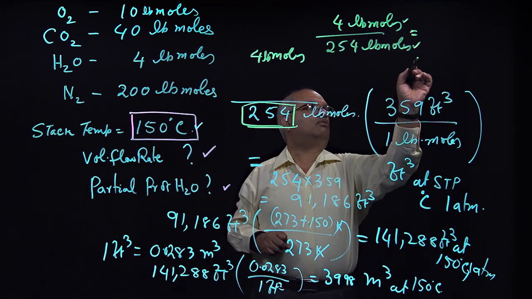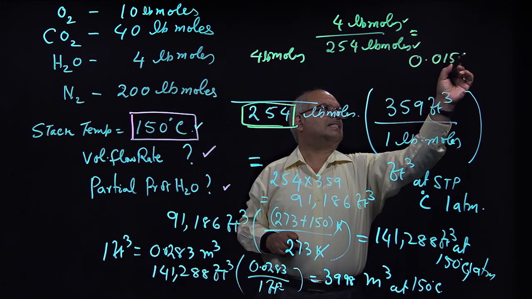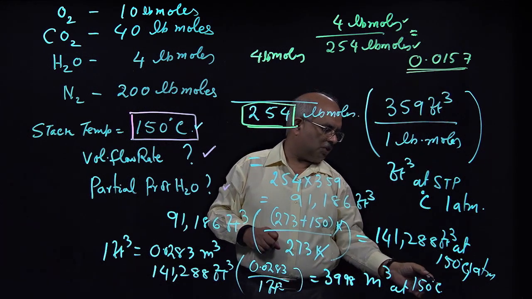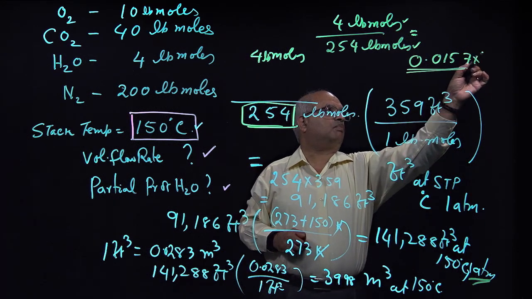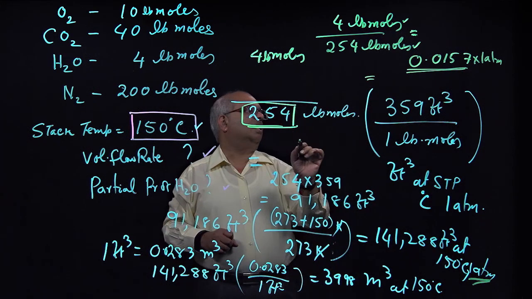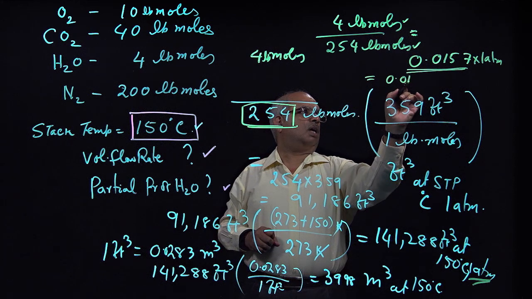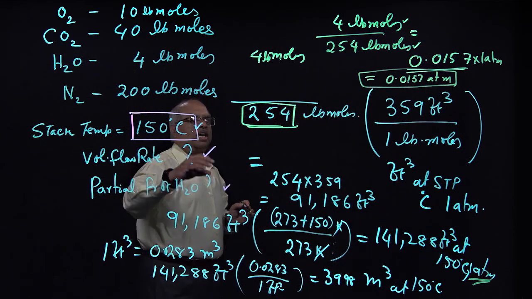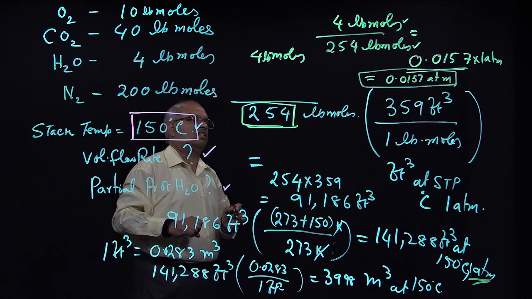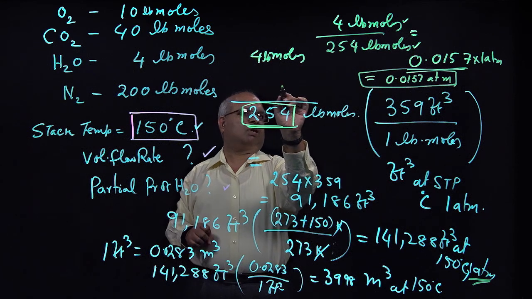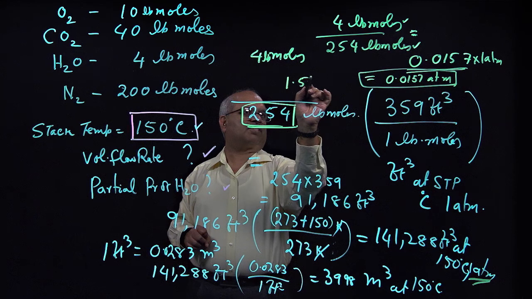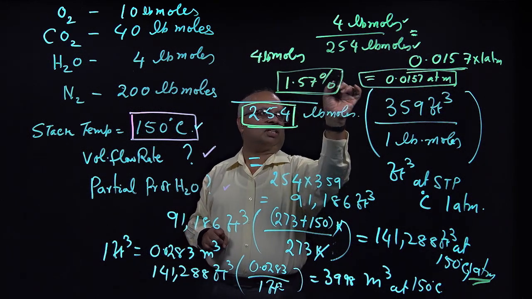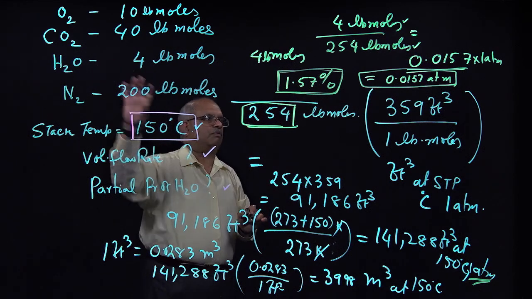If we calculate this, it would be 0.0157. So basically, this is the fraction of the pressure that is exerted. The pressure at which the gases are going out is 1 atmosphere. So if we multiply this by 1 atmosphere, the partial pressure exerted by this gas would be 0.0157 atmospheres. Or in other words, if we want to calculate the percentage of the pressure that is exerted by water vapor, you multiply this by 100 and it will be 1.57%. This would be the percentage of the total pressure that is exerted by water vapor. Partial pressure is the 0.0157 atmospheres.